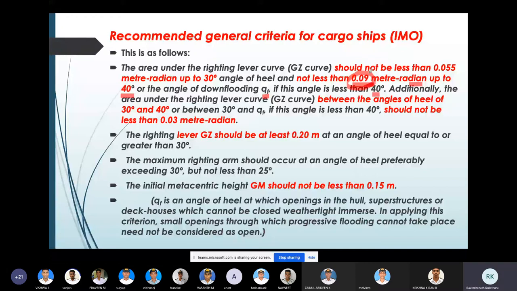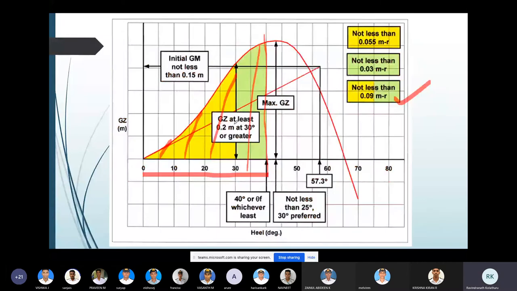Now, additionally, the area under the righting lever curve between the angles of heel 30 and 40 degrees should not be less than 0.03 meter radians. So this area, the green section, if I find the area, should not be less than 0.03 meter radians. So this is my third requirement.